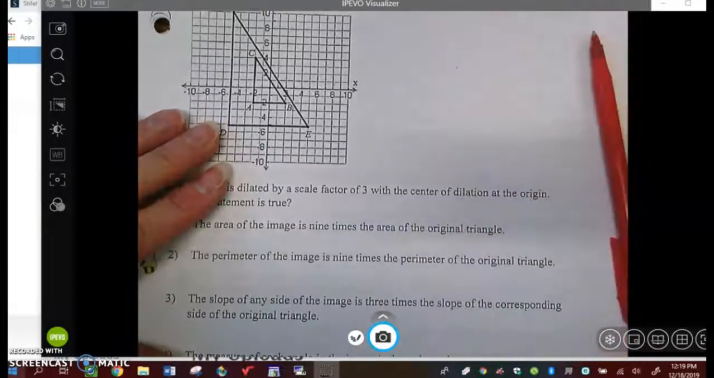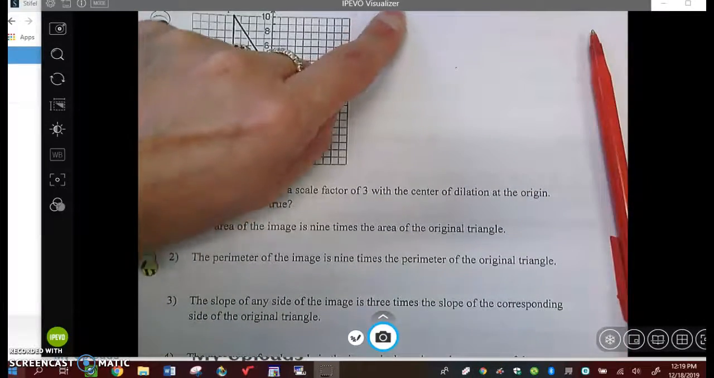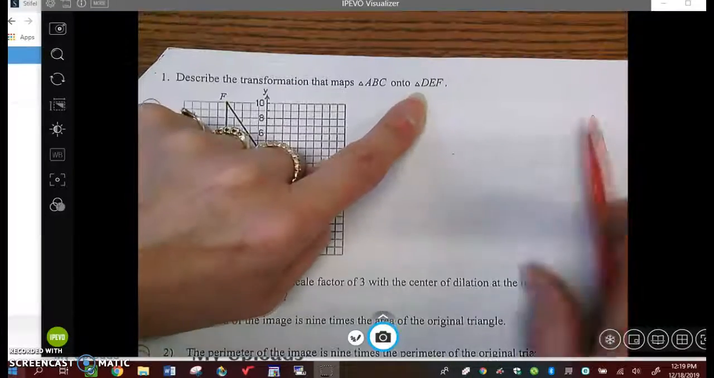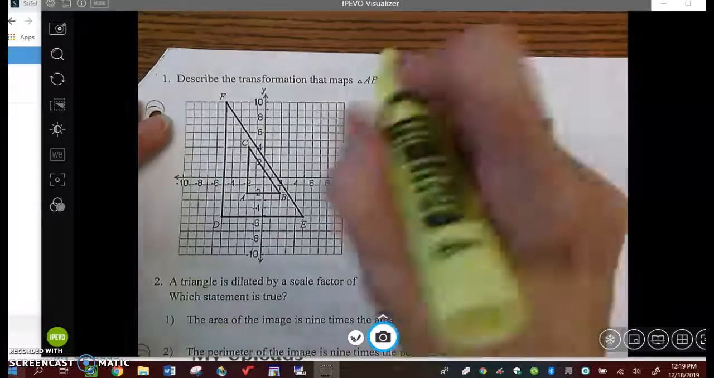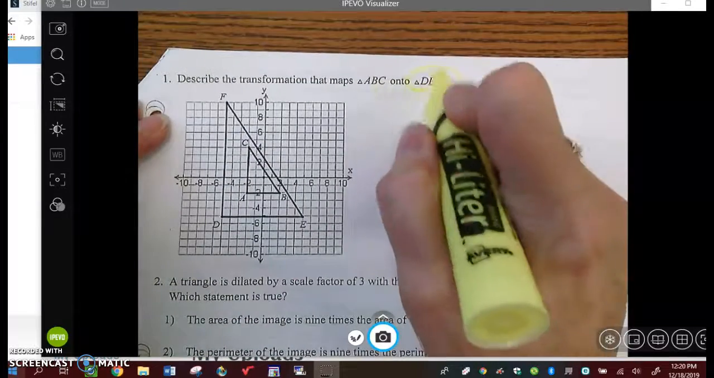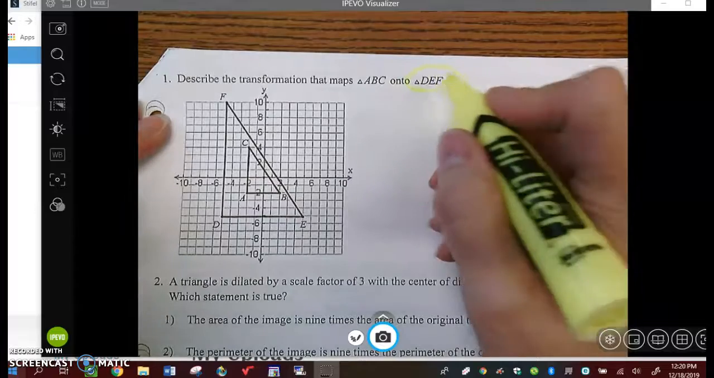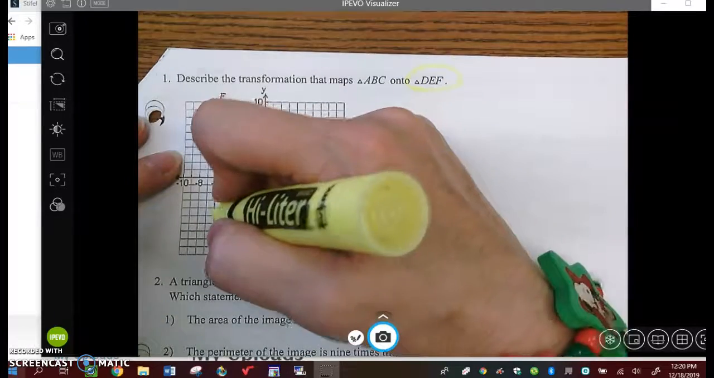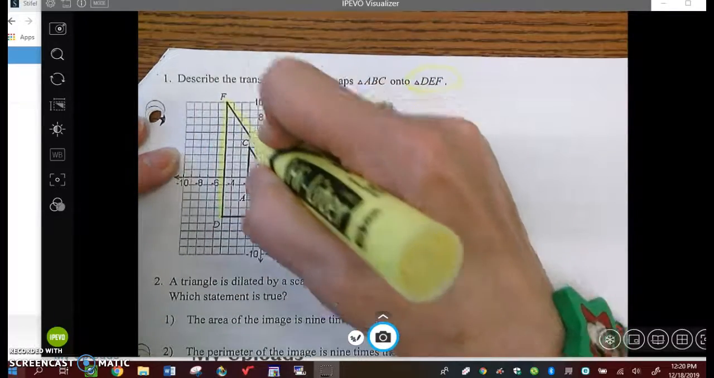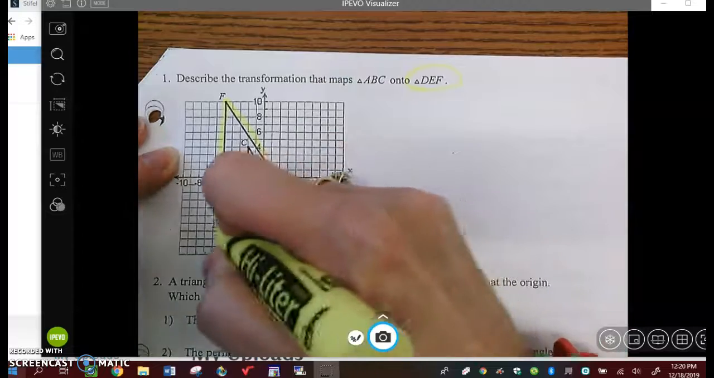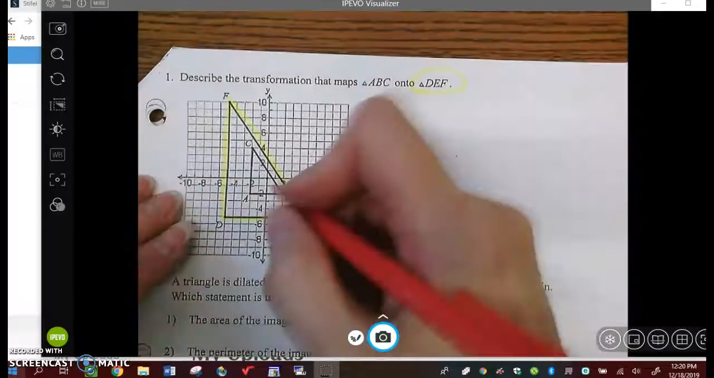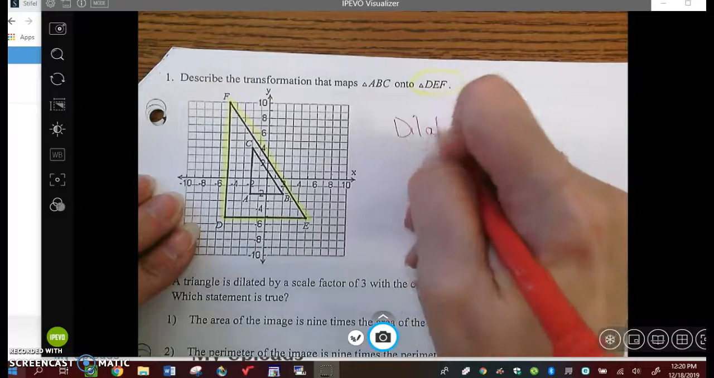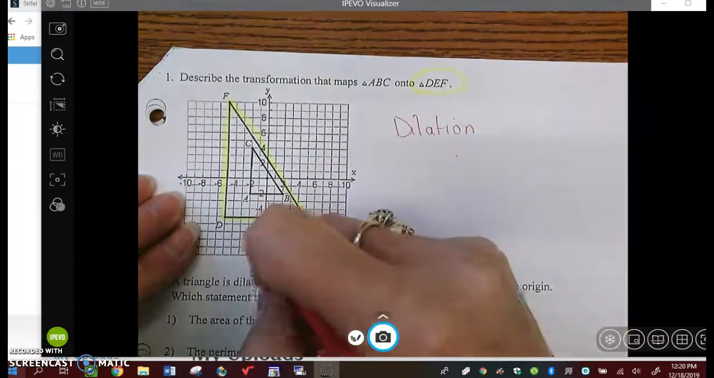Describe the transformation that maps triangle ABC onto triangle DEF. First thing to identify is which one is the image. If we are mapping a triangle onto another one, triangle DEF is the image. So remember, I want you to circle the image when it's given to you. I want you to highlight it. That's important. So I'm hoping you recognize this is a dilation, same shape, different size.